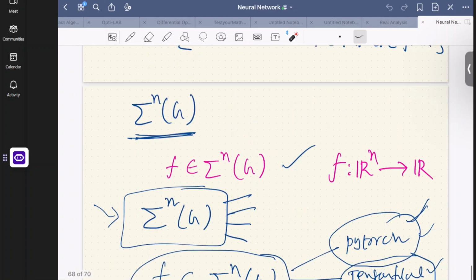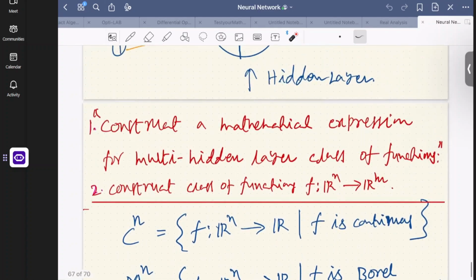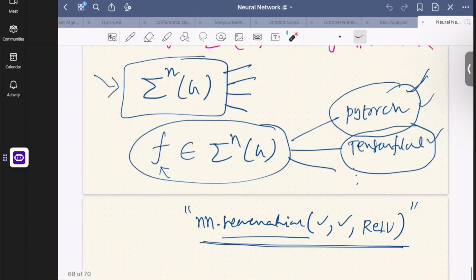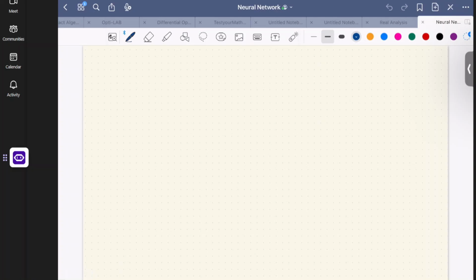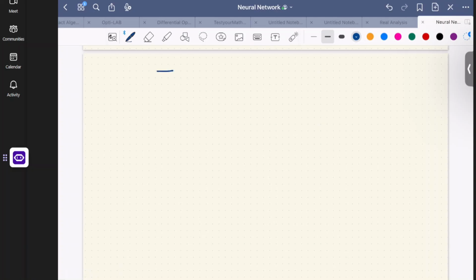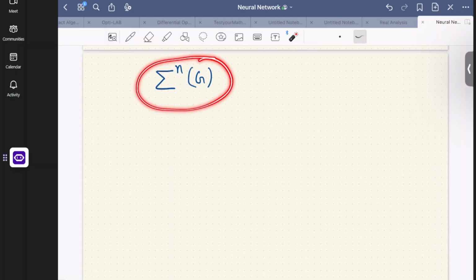Let me continue the same what we were discussing yesterday. I hope you are aware of what we are discussing. This one, sigma n of g. This is a set. This is a class of functions. This is what we discussed. All this class is neural networks of a single hidden layer.